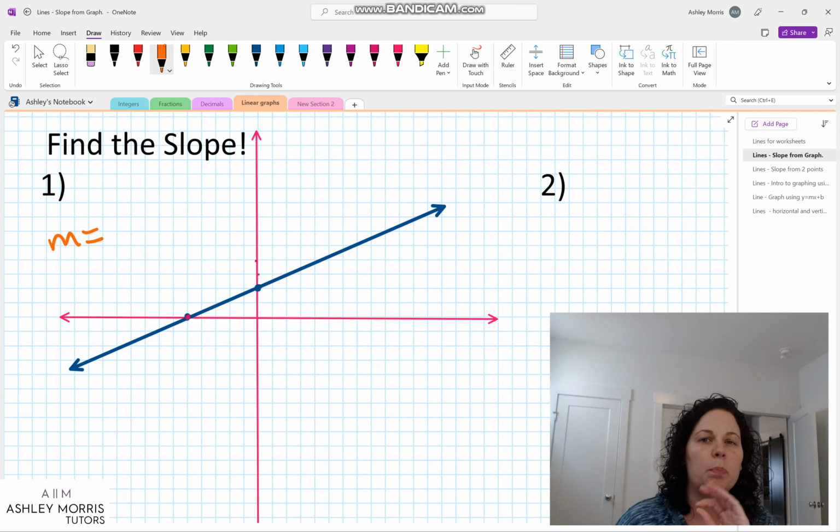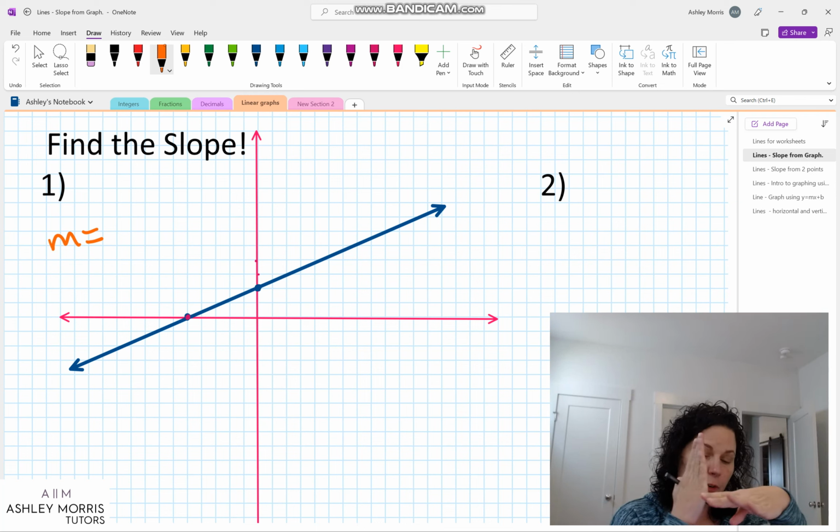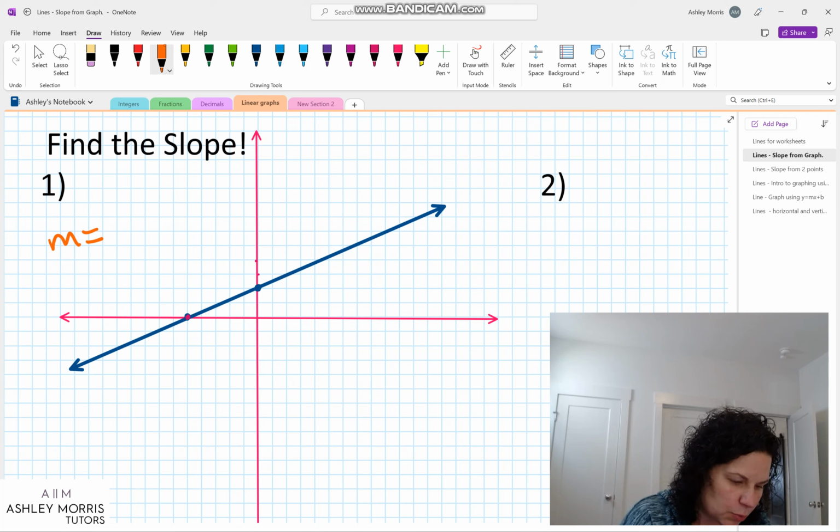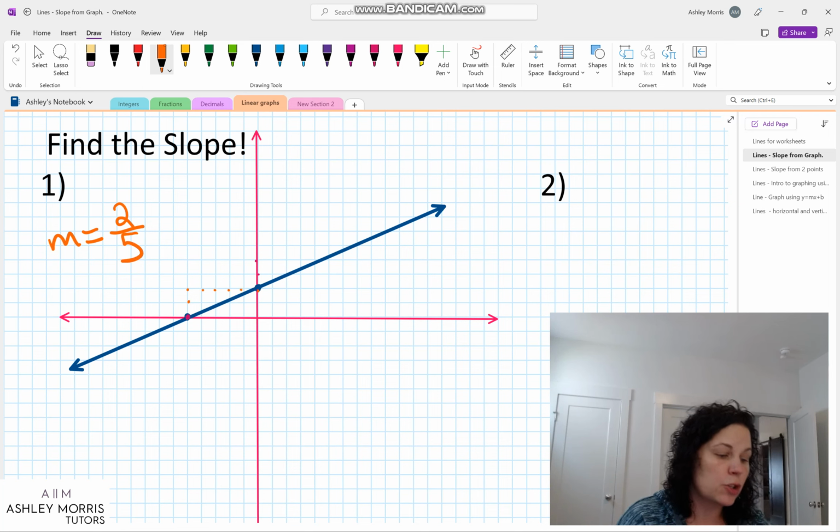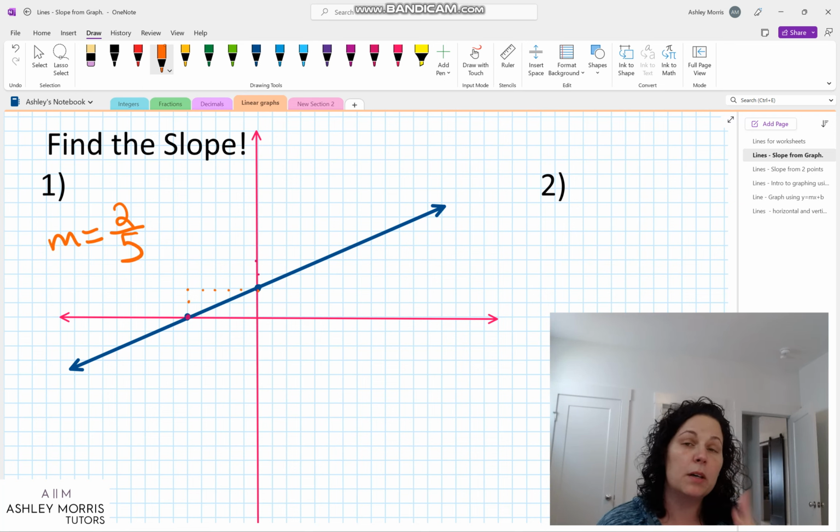If these lines were picture perfect because a computer drew them, always look for the crosshairs, okay? Where do the vertical and horizontal grid lines meet? That's where you want to count from. So I put my dots on those spots. And we're going to count up, rise 2, and run 1, 2, 3, 4, 5. And we run 5. So 2 over 5. This is going uphill. It's positive.